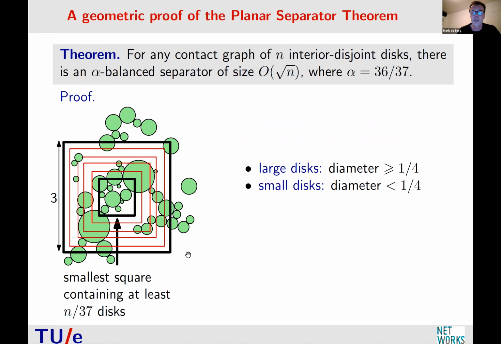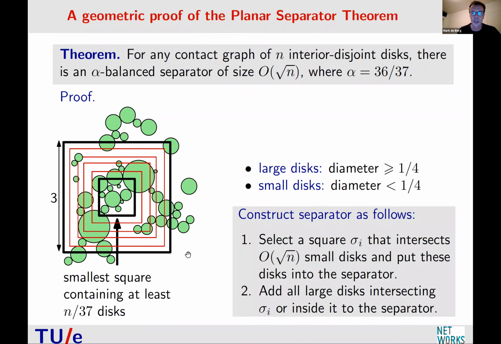To do that, there's a small technicality. I'm going to distinguish between large disks whose diameter is at least a quarter, so they're quite large compared to this square, and the small disks. And we'll see that it's nice if we can disregard the large disks at some point in the proof, so they're going to be treated slightly differently.